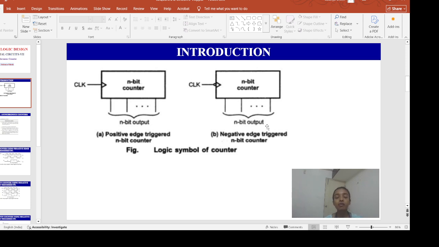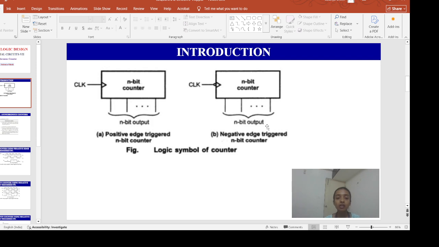The number of states through which the counter passes before returning to the starting state is called the modulus of the counter. Hence, the modulus of the counter is equal to the total number of distinct states or counts, including 0, that a counter can store. So if we tell it in other words, the number of input pulses that causes the counter to reset to its initial count is called the modulus of the counter.